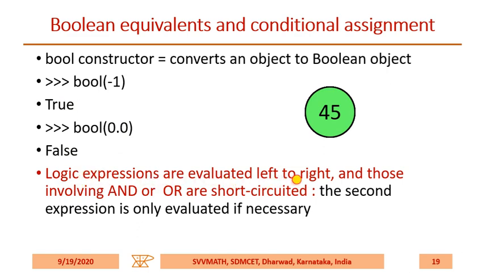Logic expressions are evaluated left to right and those involving AND or OR are short circuited. What is the meaning of this? The second expression is only evaluated if necessary. All of us know that when I say AND, if one is 0 or any one is false, there is no need to check the second. If one is 0, the other may be 0 or 1, the answer will be 0 only. Likewise for OR, if any one is true, the answer will be true, with no need to evaluate the second one. We call that short circuited.